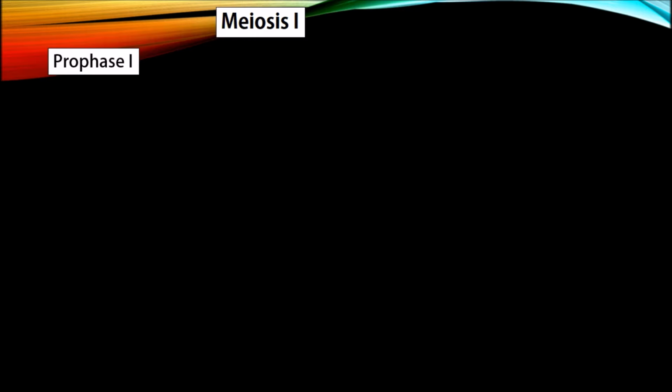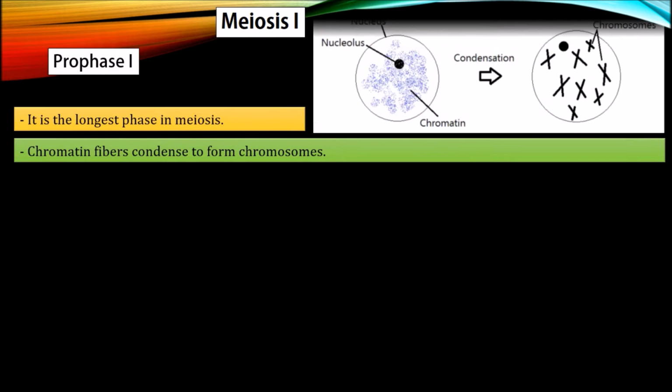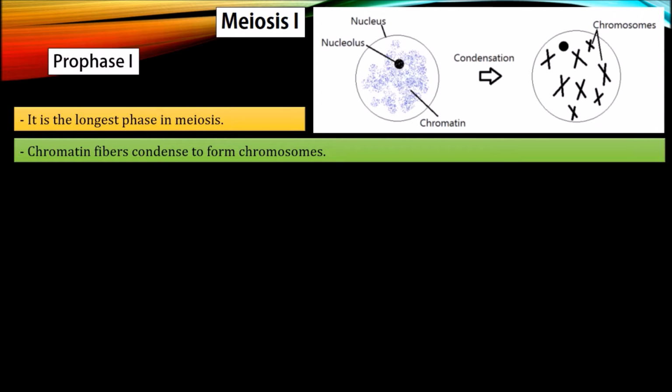Prophase 1. The cell enters prophase from interphase. Prophase is the longest phase in meiosis. The copied chromosomes condense into X-shaped structures so they can be easily seen under a microscope. Each chromosome is composed of two sister chromatids containing identical genetic information.